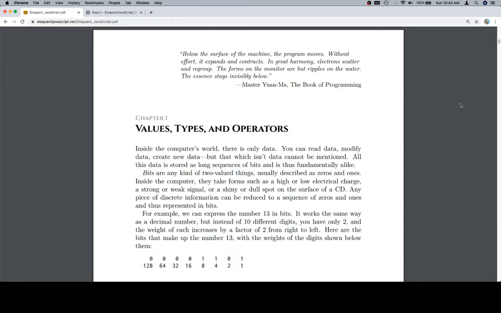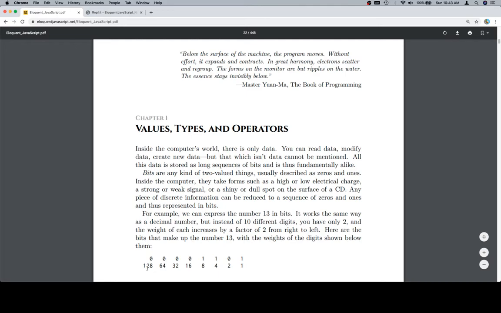For example, we can express the number 13 in bits. It works the same way as a decimal number, but instead of 10 different digits, you only have 2. And the weight of each increases by a factor of 2 from right to left. Here are the bits that make up the number 13, with the weights of the digits shown below them.